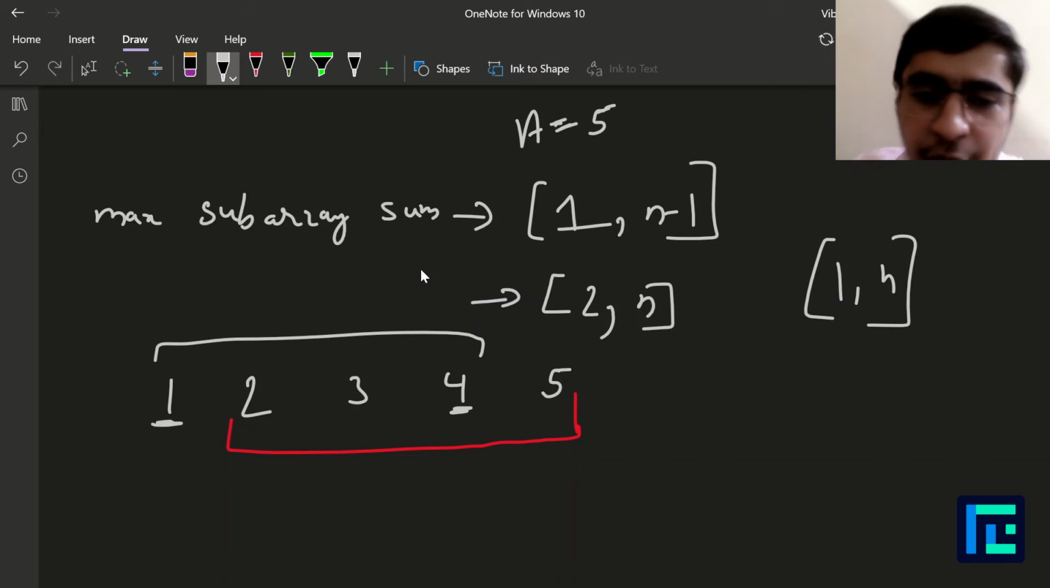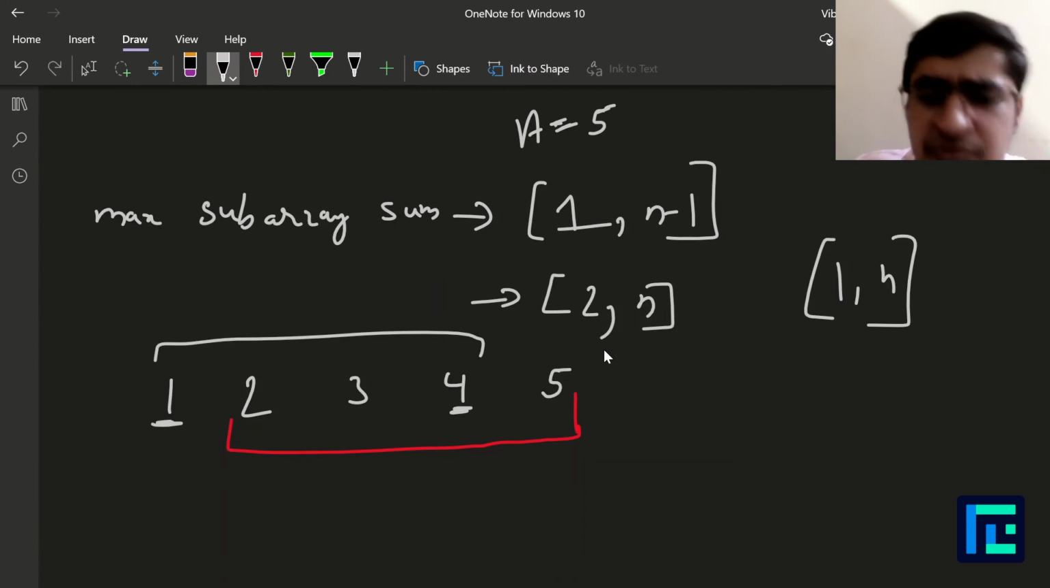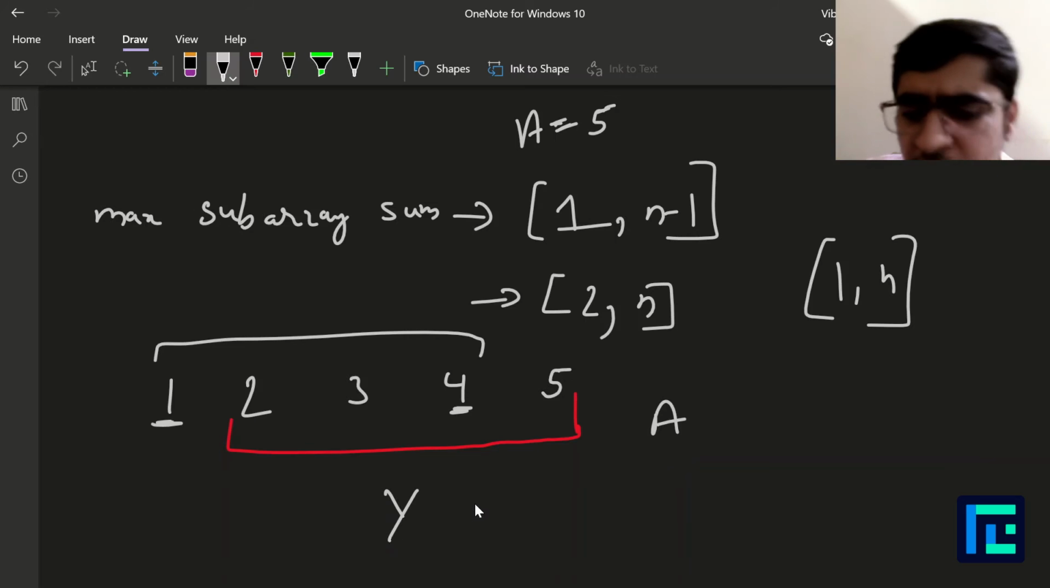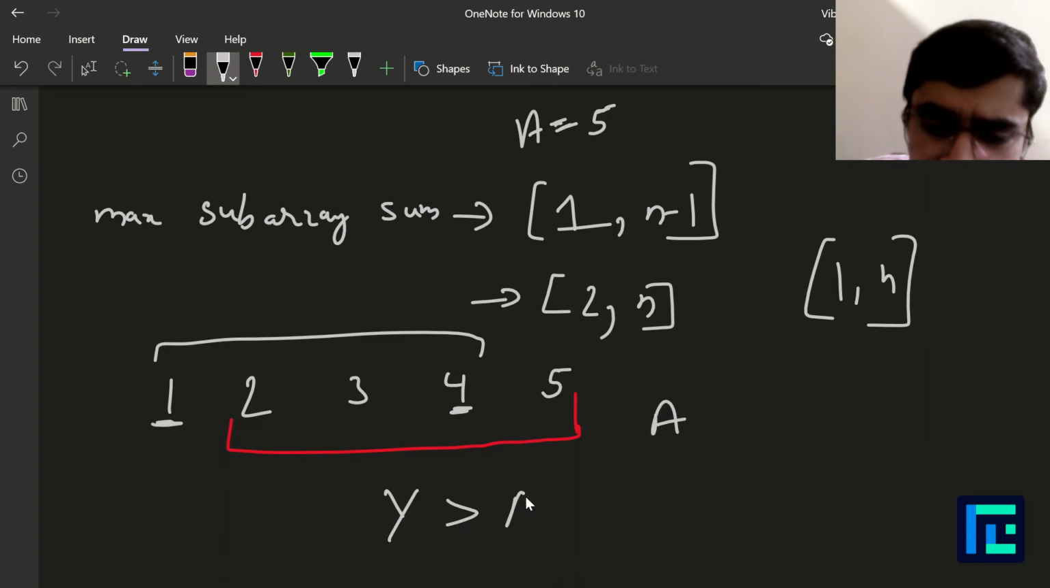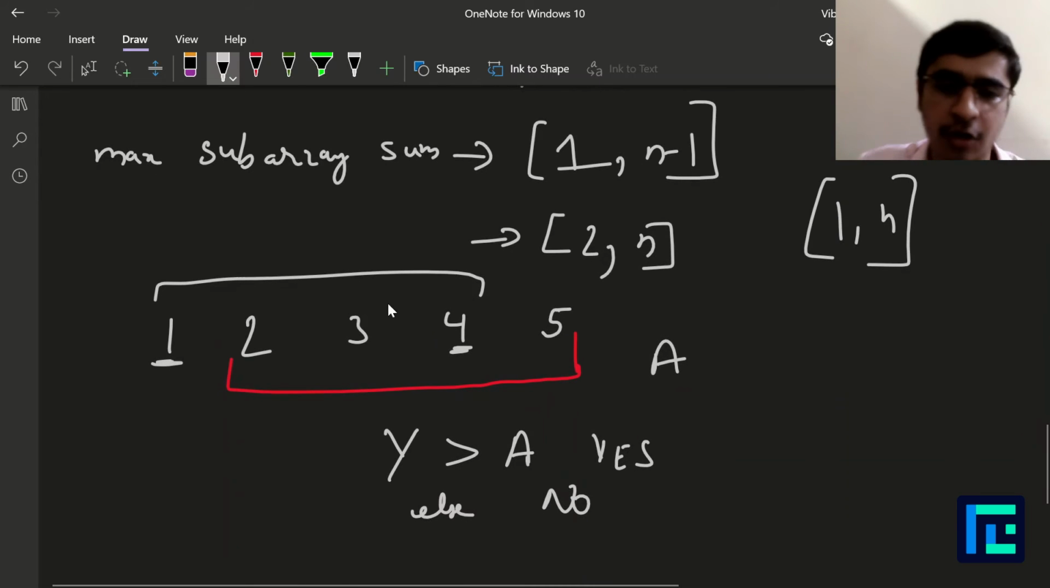That is, first we calculate the maximum subarray sum for 1 comma n minus 1, second time we do it for 2 comma n, and then the overall maximum subarray sum that we'll get would be the maximum tastiness that Adele can get. And if the maximum tastiness of Yasser is greater than the maximum tastiness of Adele, then our answer is yes, else our answer is no. Okay, so this is our entire algorithm.